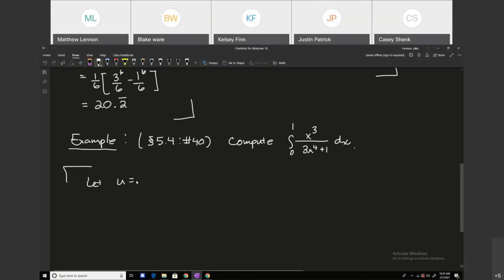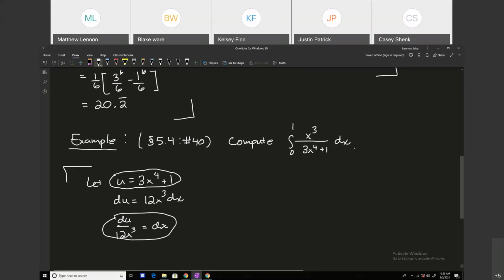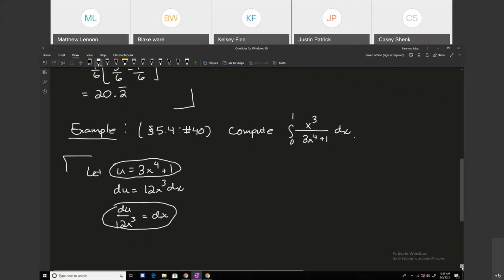u equal 3x to the 4th plus 1. So then du is 4 times 3, which is 12x cubed. The derivative of 1 just goes away. So we have du over 12x cubed is dx. Again, every time I'm making the substitution, I'm just using what u is and what dx is. The middle thing is just an intermediary step. What about our limits? Let's do that below, and then we'll do the integral to the side.